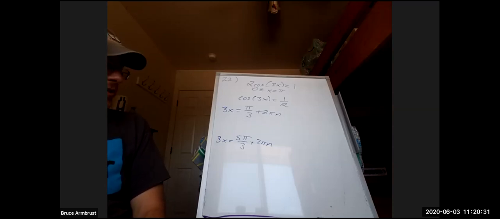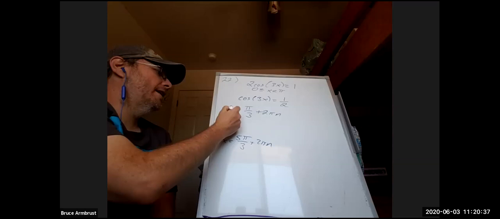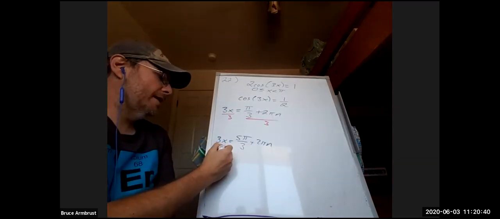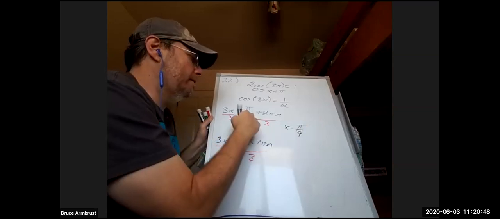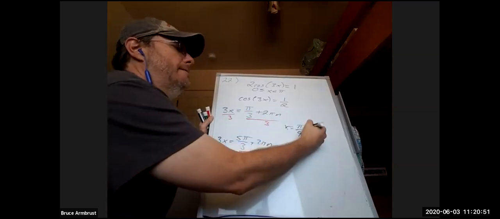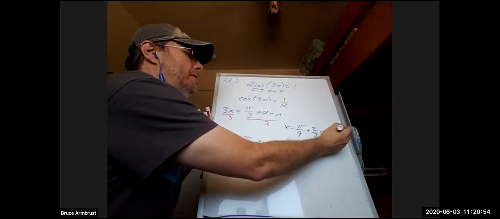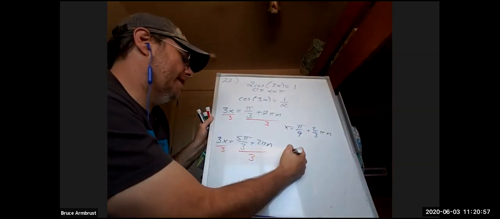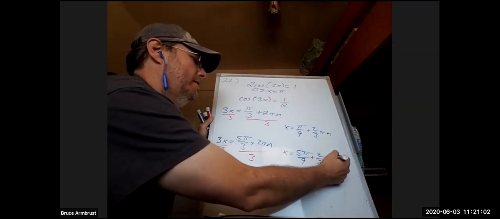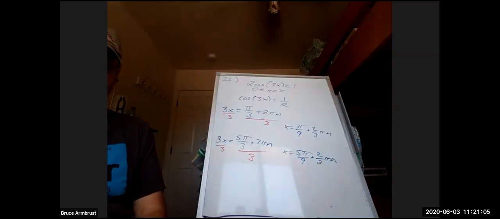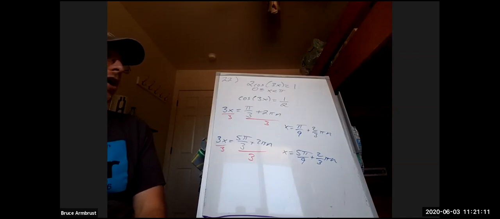All right, so there's still one more step to do though, and this is we have to get x by itself. So we're going to go ahead and divide each side of this by 3, and the same thing with the other one. And so for this first guy, we get that x is equal to pi over 9. Pi over 3 divided by 3 is pi over 9, plus 2/3 pi n. And similarly, the second one gives us x equals 5 pi over 9 plus 2/3 pi n. So there's a list of all of the angles.